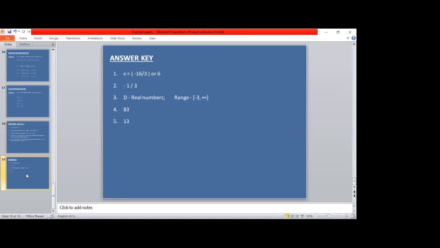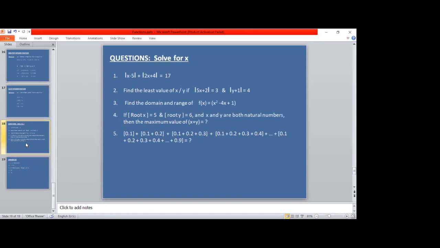Any other answers, guys? Here are the answers. Have a look. Okay, let's discuss. Any problem with question 2? Any problem with question 2, guys? No, sir. The others, let me know if anyone else has a problem. No. Okay, good. Question 3, any problem? Domain is all real numbers, range is -3 to infinity.